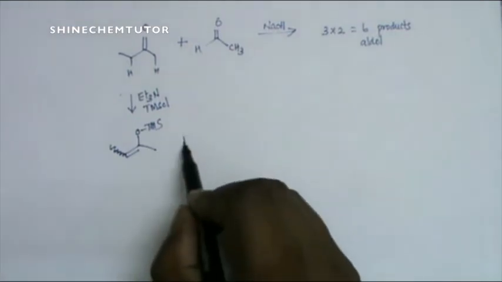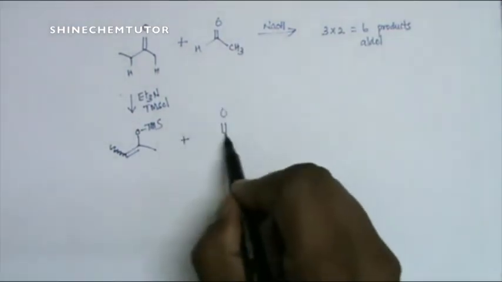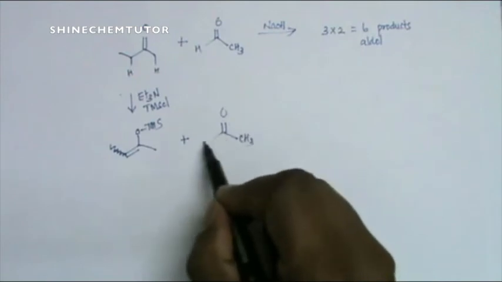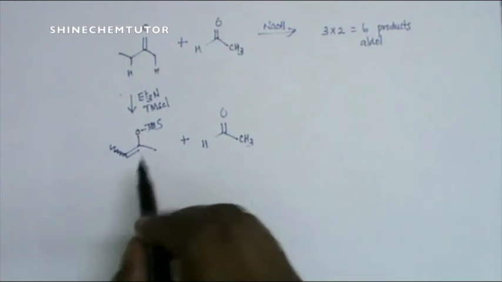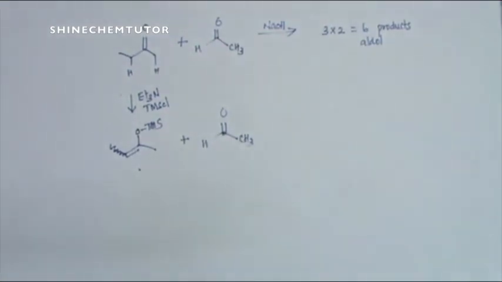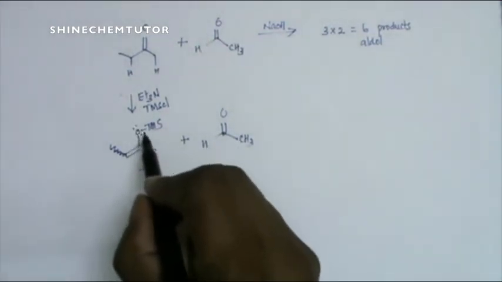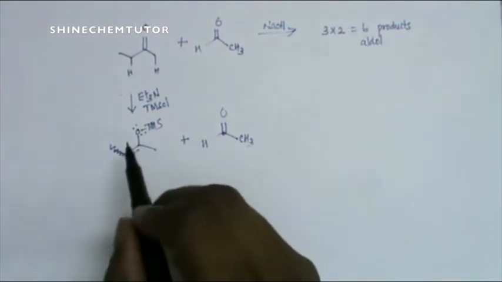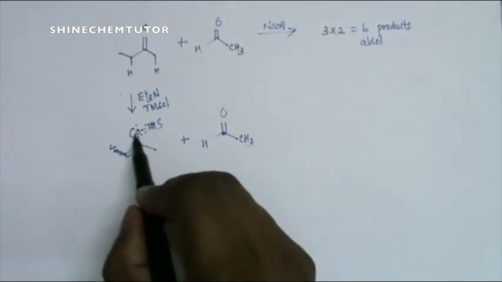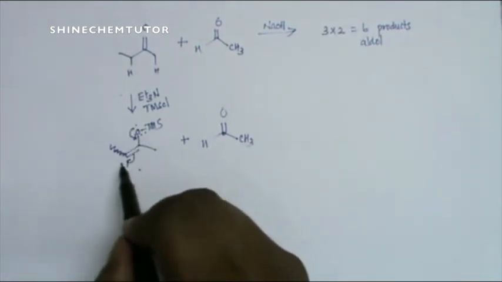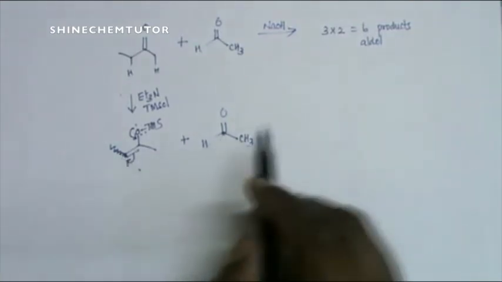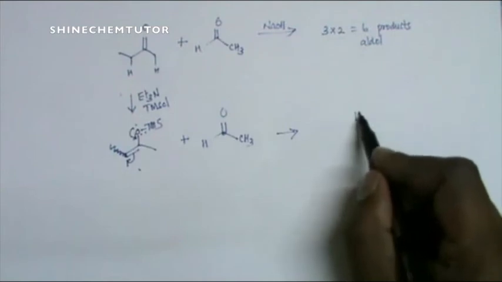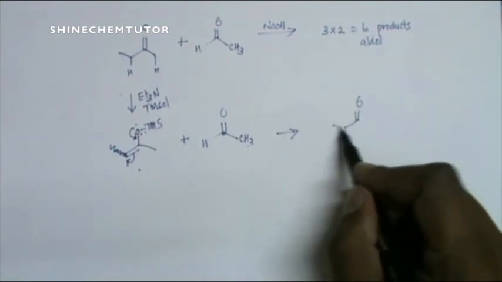To this, if I add this aldehyde, this double bond will attack here. Which carbon? That is controlled by this oxygen. The oxygen lone pair will go like this. There is more minus charge on this carbon. So this carbon will attack here. We get only one product.